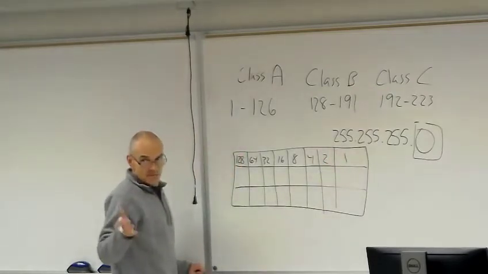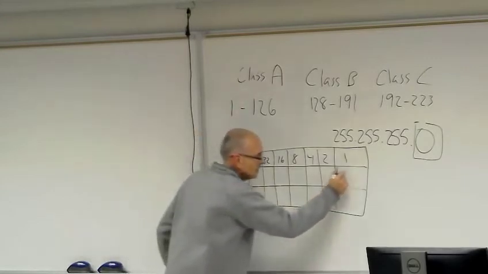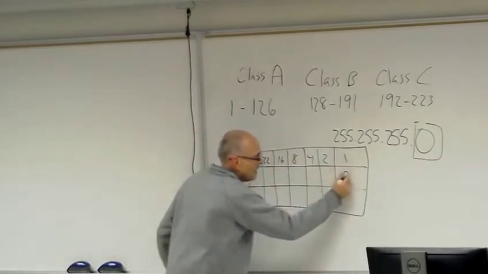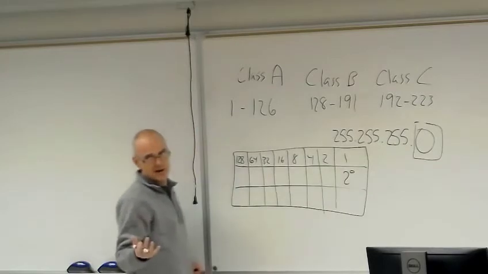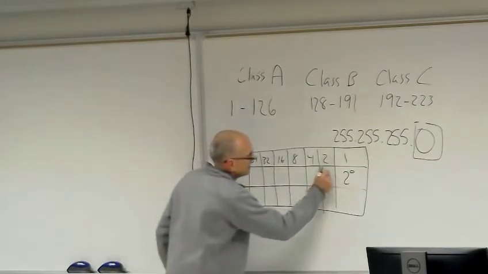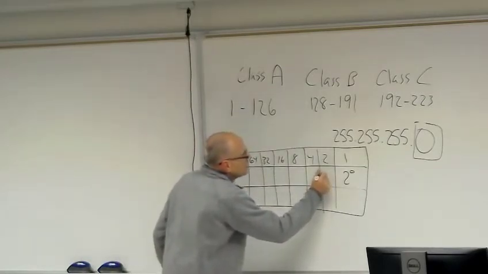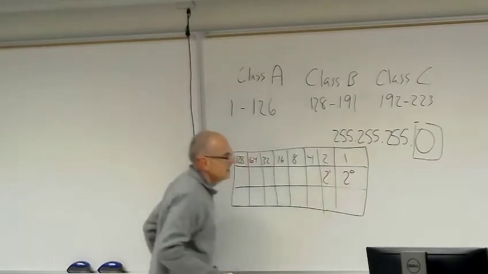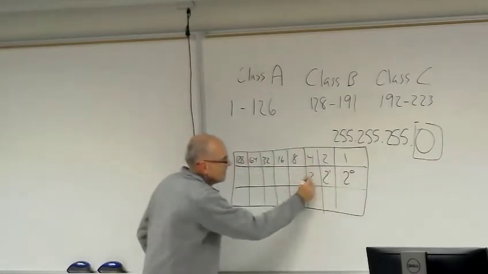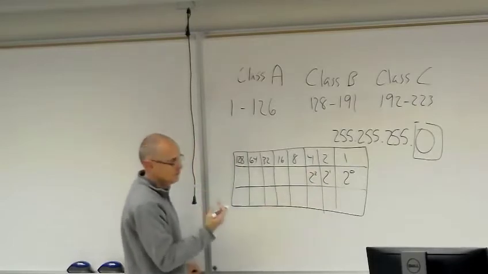We still need to worry about the powers of 2. So I'm going to start over here in the right corner under 1 with 2 to the 0 power. Anything to the 0 power is 1. Then I'm going to put 2 to the first power. Anything to the first power, 2 to the first is 2. Then 2 squared, to the second power, is 4.